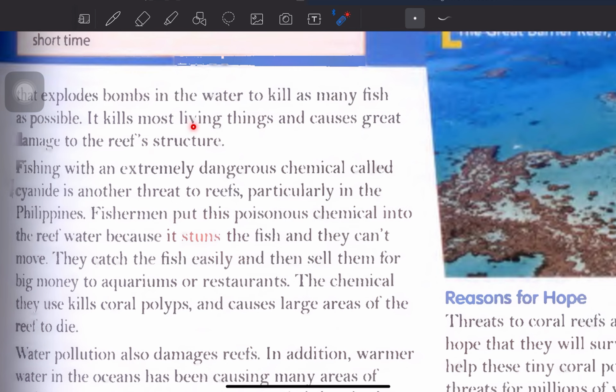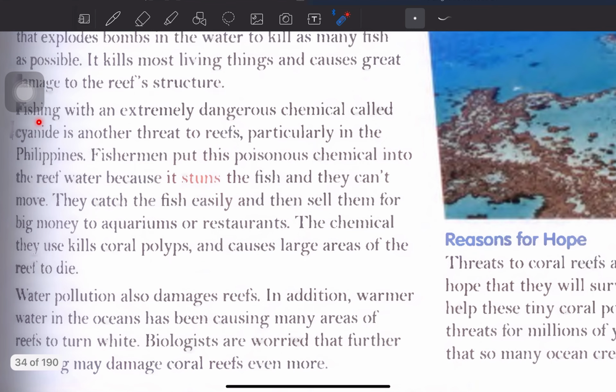Okay, fishing with an extremely dangerous chemical called cyanide is another threat to reefs, particularly in the Philippines. Okay, memancing dengan menggunakan bahan kimia yang sangat berbahaya yang dipanggil cyanide adalah salah satu juga ancaman kepada terumbu karang. Fishermen put this poisonous chemical into the reef water because it stuns the fish and they can't move.